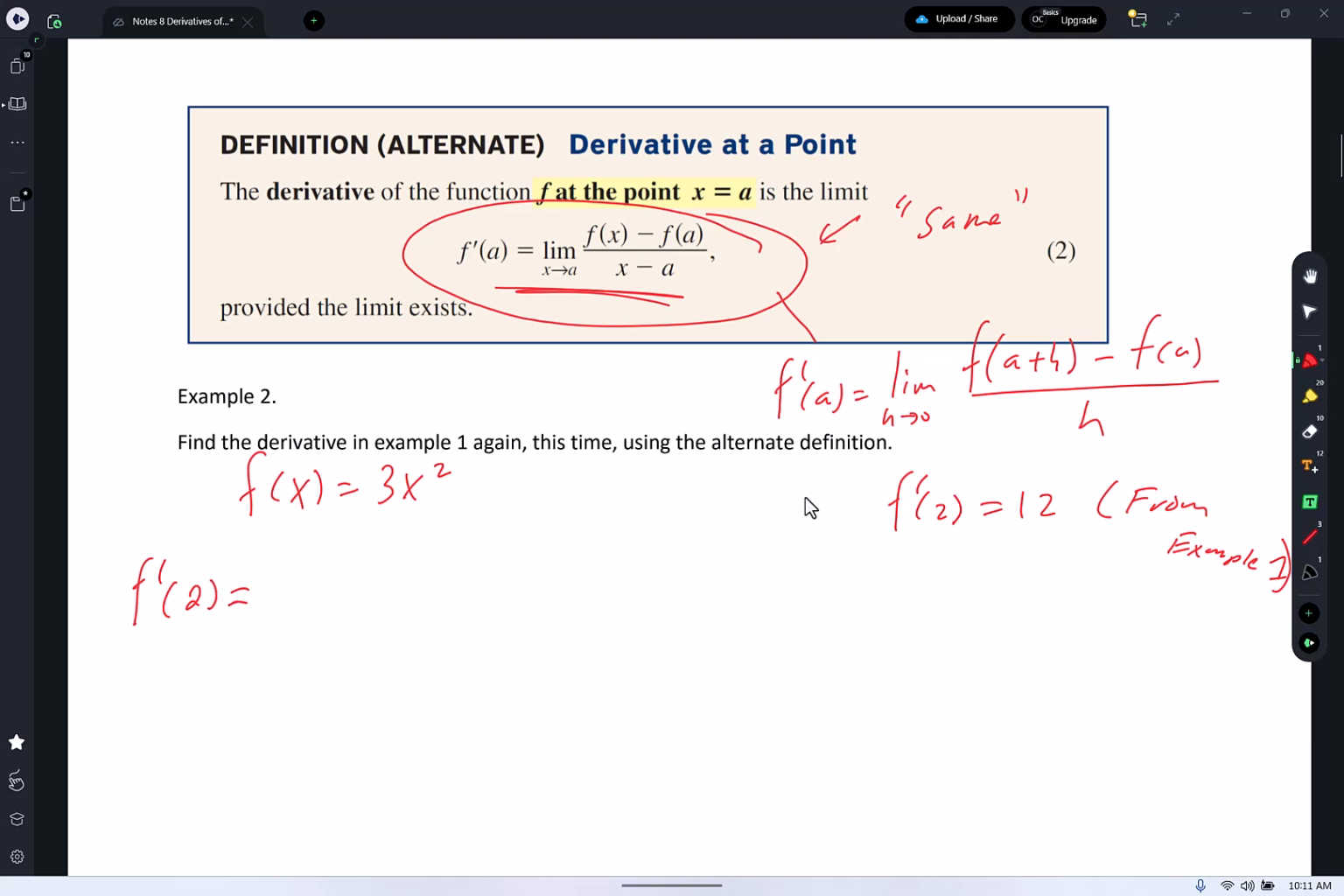So equals limit as x approaches 2. And it says f of x is 3x squared, 3x squared minus f of a. I don't have f of a. F of 2 equals 3 times 2 squared. 2 squared is 4. 4 times 3 is 12. So 3x squared minus 12 over x minus 2. Catch up to there.